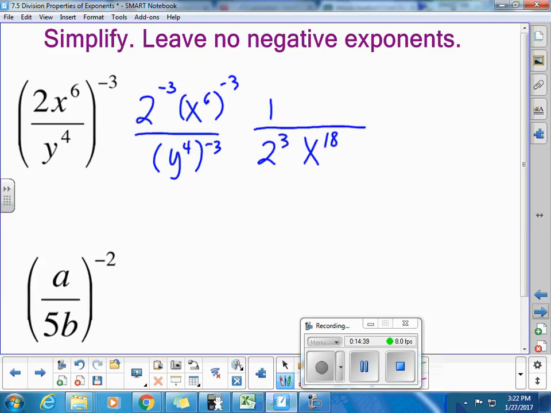Y to the 4th times negative 3, 4 times negative 3, which would be y to the negative 12th. So I'm going to move that. It's in the denominator now, so I'm going to move it to the numerator and change it to y to the 12th.